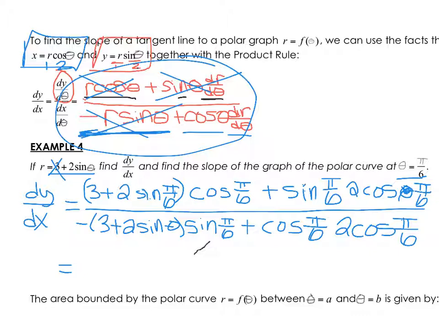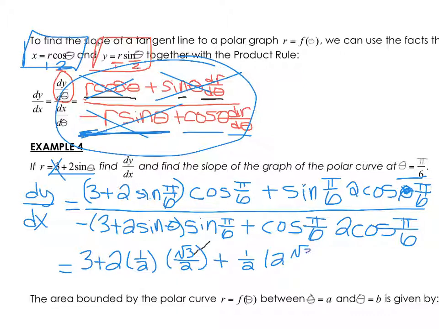And once you get those things plugged in, okay, so you've got 3 plus 2 times the sine of pi over 6. So sine of pi over 6 is a half. Okay, so you've got 1/2 there. And then you've got that all times cosine of pi over 6. So that means that must be radical 3 over 2. Plus sine of pi over 6, we already said was 1/2, times 2, right? Because that's 2 cosine was radical 3 over 2. All right, so there is your numerator.